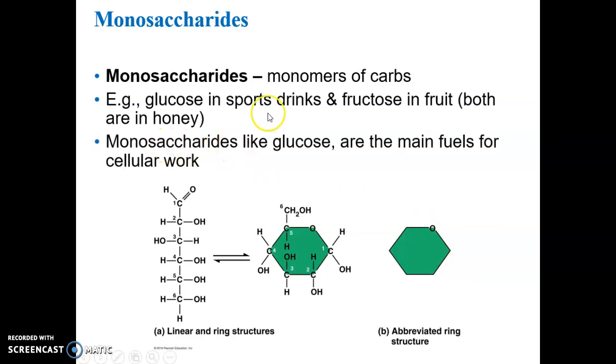Okay? So monosaccharides like glucose are the main fuels for our cellular work. When you eat foods, much of those foods are broken down into glucose or converted into glucose or something similar to glucose. And then that's what gets broken down at the mitochondria in your cells to produce ATP, and then that ATP is available to do our cellular work. Okay, so glucose should sound familiar. That's blood sugar. Our glucose in our bloodstreams is blood sugar.